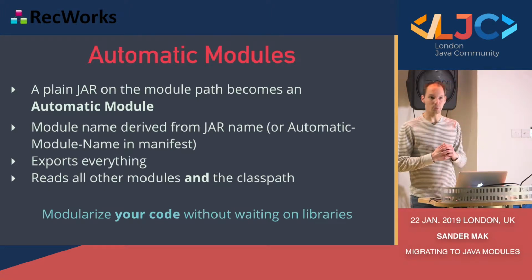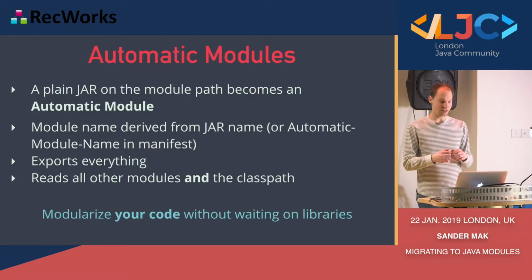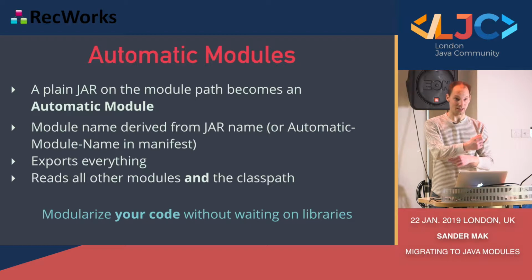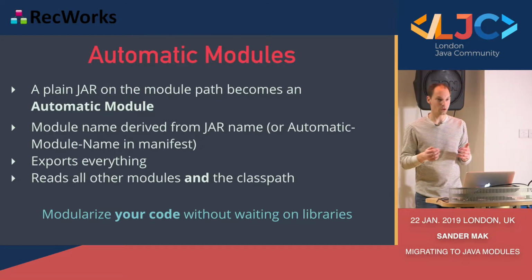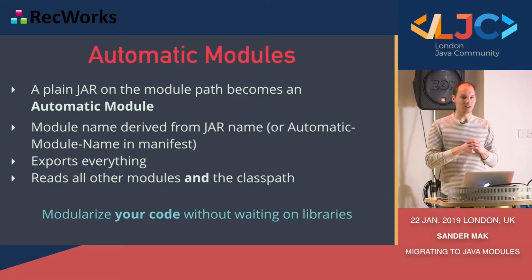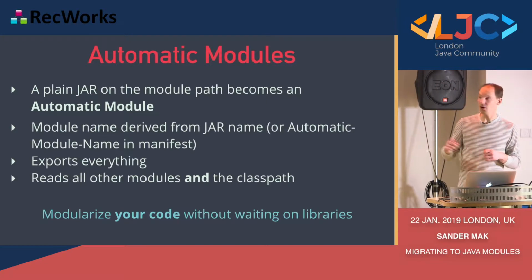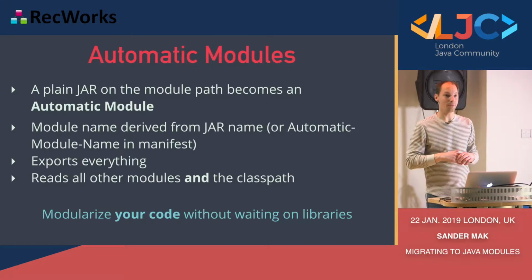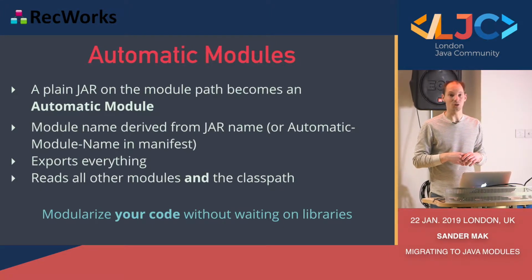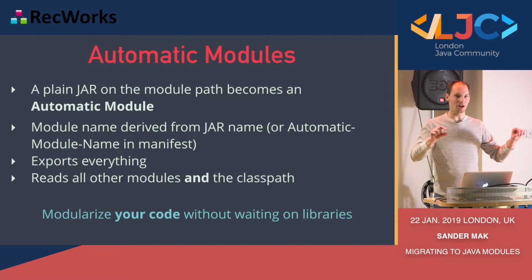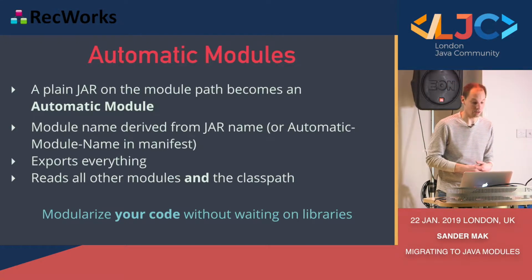It will not be a very good module, as we'll see, but at least it will be usable as a module. So what happens is this: it will become a module that gets a name, and the name will be either derived from the jar file, which is bad, of course, because that's really something that's dependent on how you name the file, or it will be derived from an automatic module name header in the manifest file in the jar file. Again, that's something that the library maintainer should add, but that's a one-line fix. That's much, much easier than really modularizing a library.